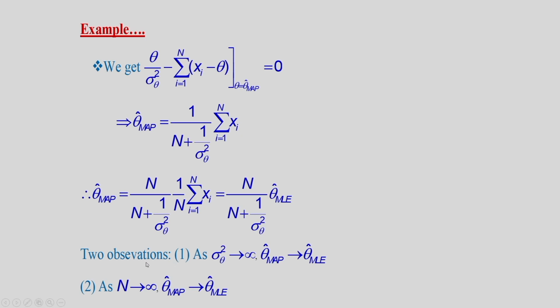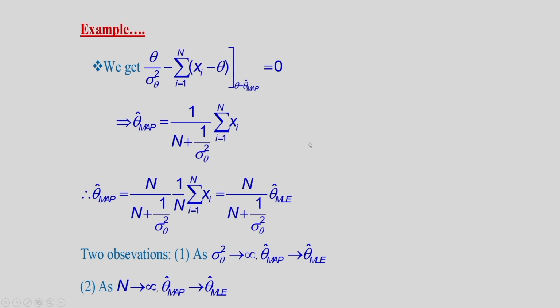Two observations are made. Number one, as sigma theta square goes to infinity, then this quantity will become 0 and n by n will be equal to 1. So, in that case, theta hat MAP will approach theta hat MLE. If sigma theta square, that is the variance of the prior PDF, is very large, in that case theta hat MAP will be approximately theta hat MLE.